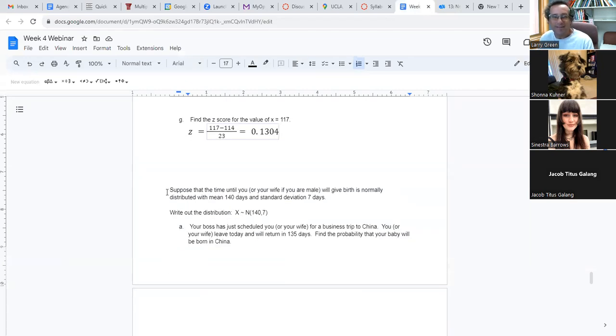All right. So suppose the time until you or your wife, if you are male, by the way, give birth. Okay, so you're pregnant right now. Is normally distributed with mean 140 days and standard deviation 7 days. By the way, this is something you should all know. If I tell you the time at which it's going to be before you give birth, the mean is 140 days. How do you say that in words that the whole world could understand?